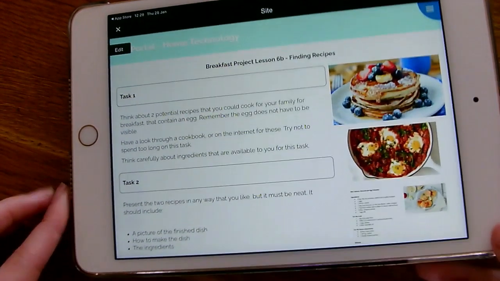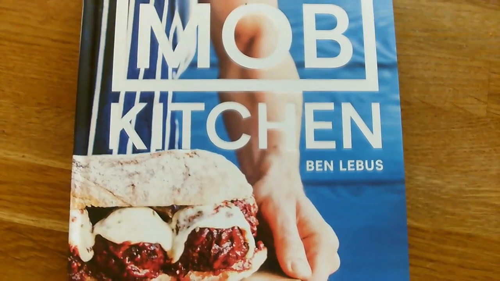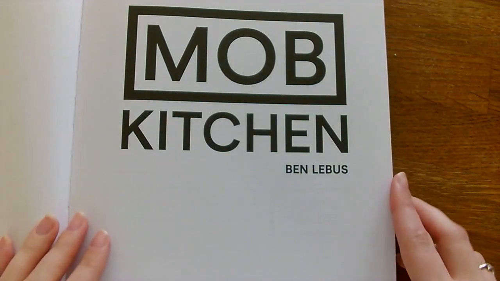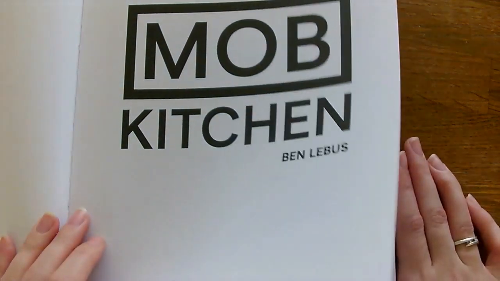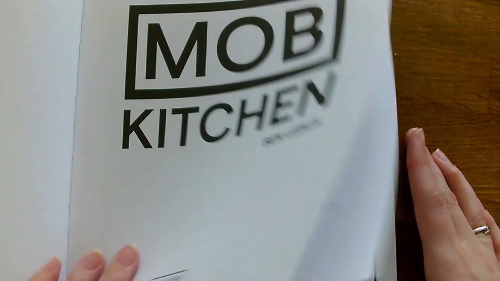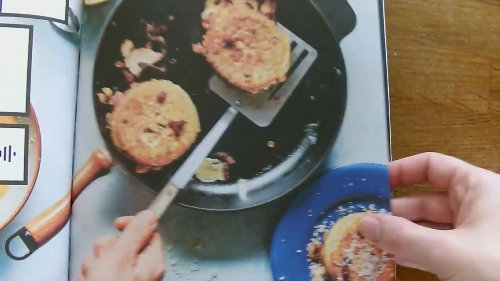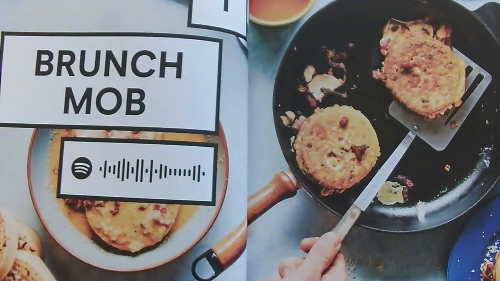Okay, so all you need to do is get yourself a cookbook or just do some internet research and have a look through. Now you can get specific books just for breakfast, but you can also include some that actually have separate sections intended for breakfast.